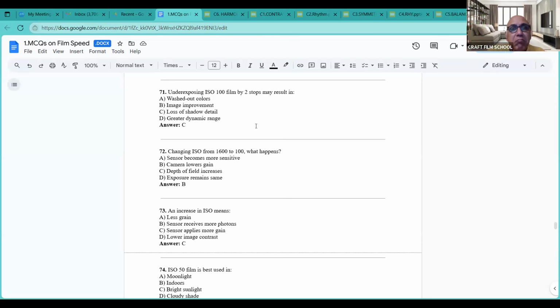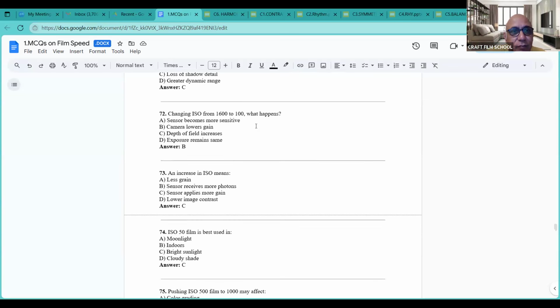Image improvement? No. Loss of shadow detail? Yes. The more you underexpose, less and less detail you will get in the shadow area. So the correct answer is loss of shadow details. Greater dynamic range has nothing to do with that.